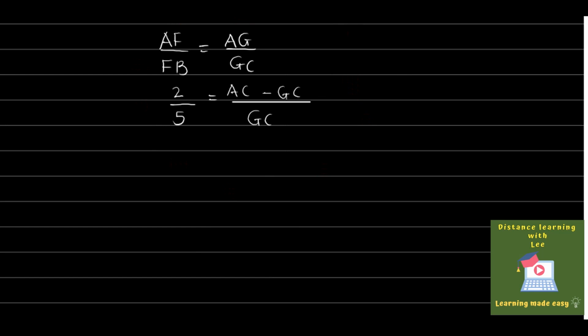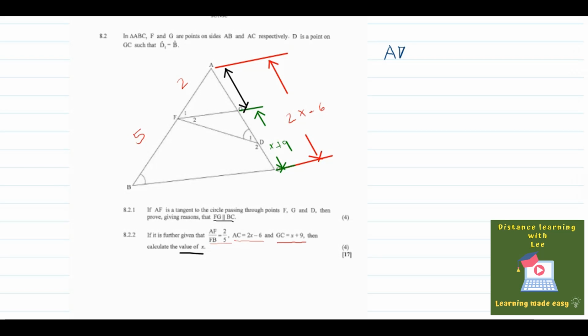What was our AC? Our AC was equal to, okay, so I'm just going to write down the AC here, which is the black part. So the AC is equal to 2x minus 6. So we're minusing that part. Then we're taking the 2x minus 6 and we're minusing the x plus 9 so that we can get the AG. Okay, and then we're just going to substitute that into our equation.